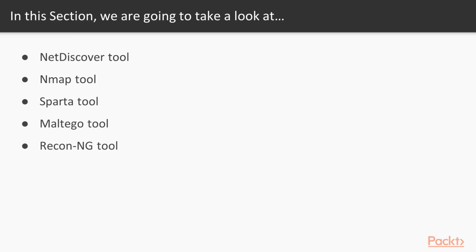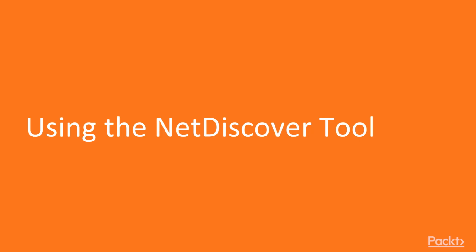Now in this section we are going to take a look at various points. First of all, we will learn how to use the NetDiscover tool for gathering information. Then we will use the Nmap tool as well as the Sparta tool for scanning ports, and we will also use the Maltego tool to gather information about various kinds of systems. So let's start with the first video of section 4, using the NetDiscover tool.